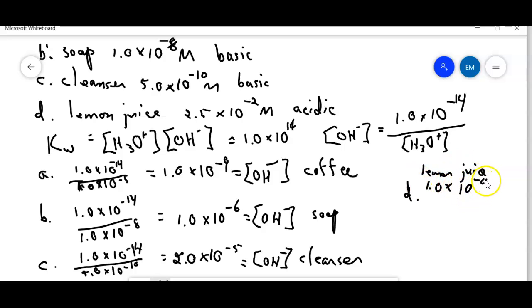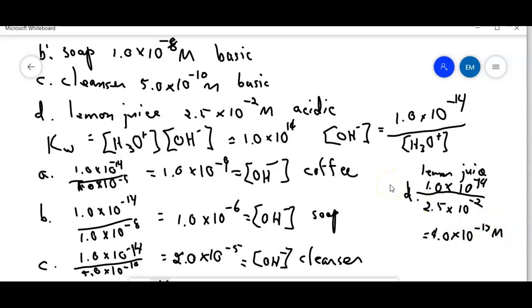1.0 times 10 to the minus 14th divided by 2.5 times 10 to the minus 2, and that's going to equal, I get 4.0 times 10 to the minus 13th molar. Okay, that's for lemon juice.